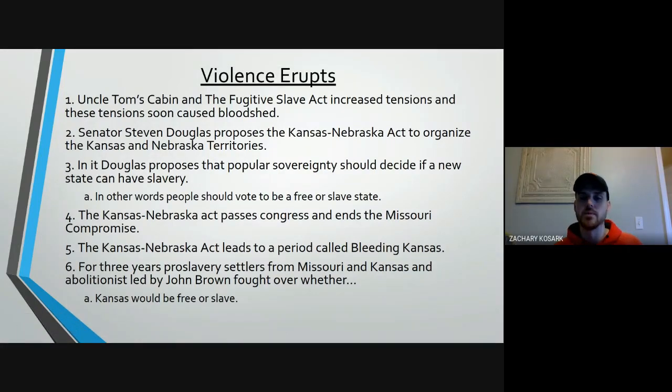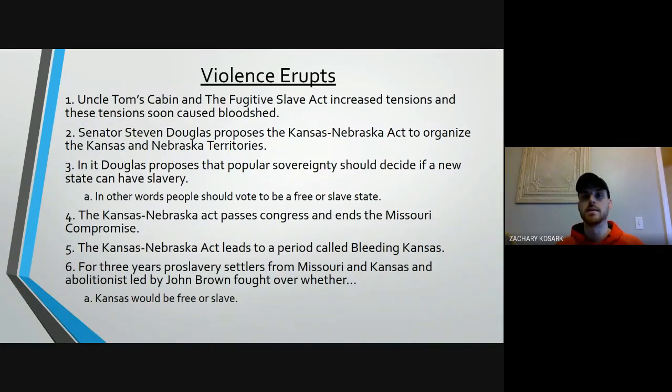The idea of popular sovereignty, which we have talked about as being part of the Constitution, this idea that the people rule, the people have the power. The Kansas-Nebraska Act passes Congress. It eliminates the Missouri Compromise, and this leads to what we call Bleeding Kansas.